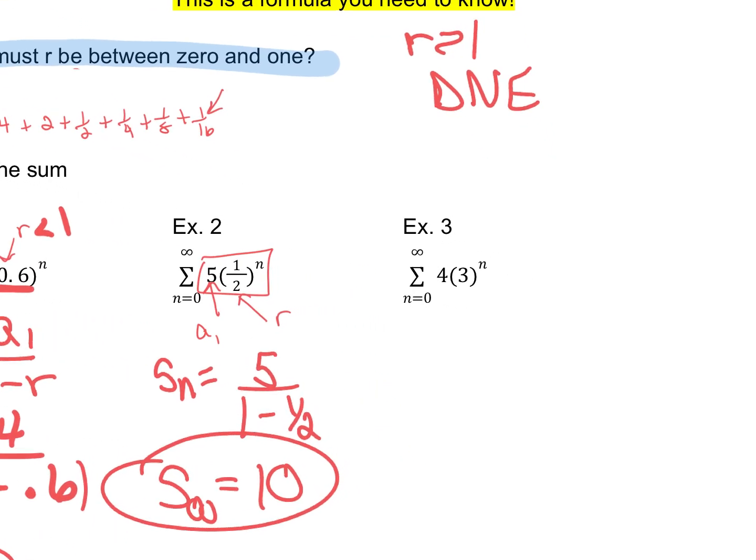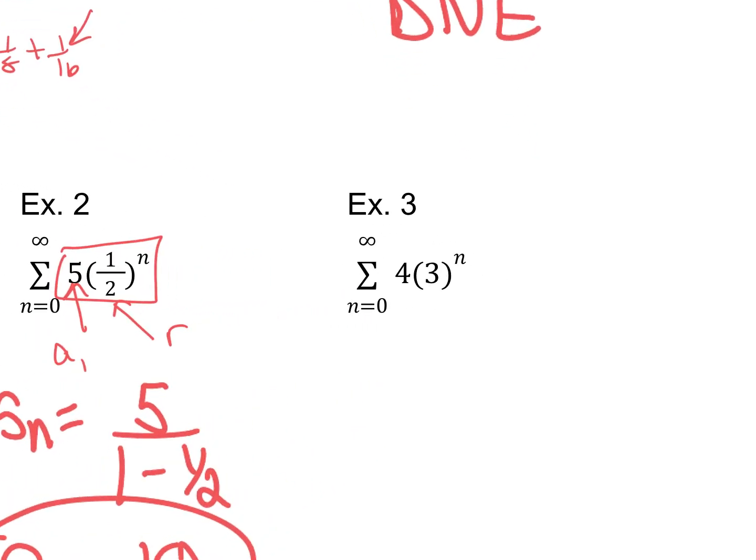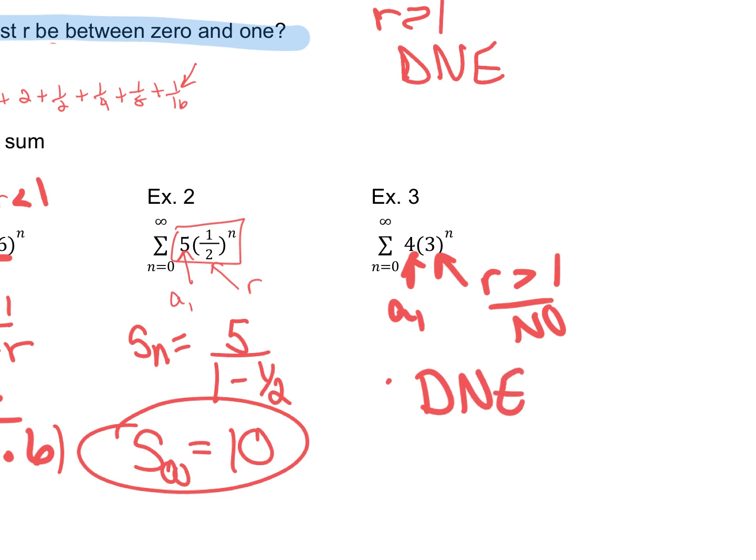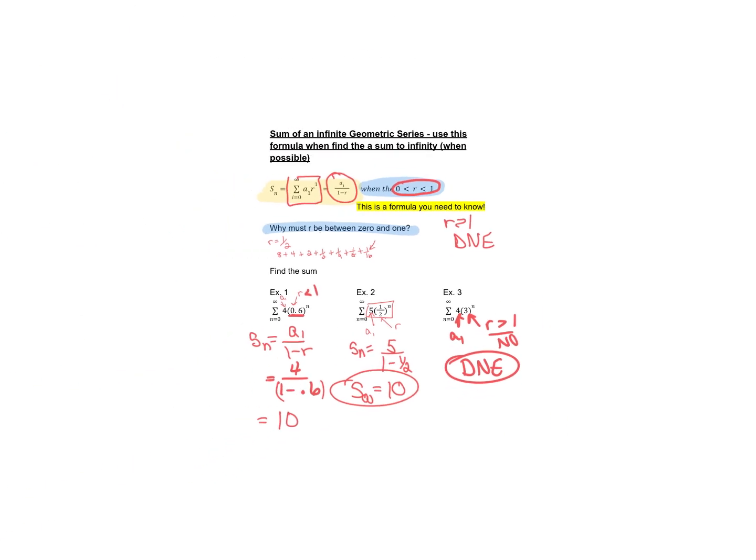Example 3 here is a little bit tricky, because if you just look at it and you say, oh, here's my a sub 1 and here is my r, we should notice something. We should notice that our r is greater than 1 and say, uh-oh, not good. We can't do that. If we come across one where our ratio is greater than 1, that means we don't have a sum and we can just put does not exist.